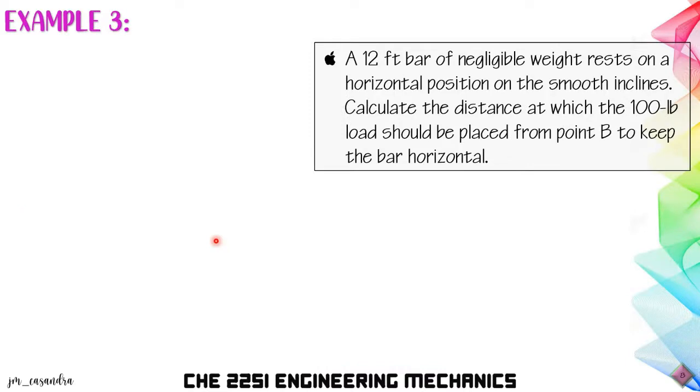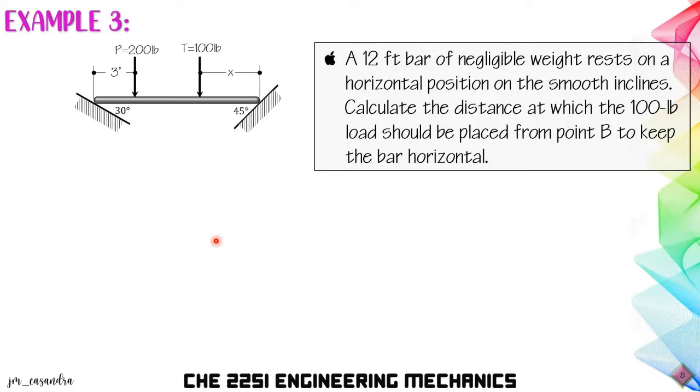Example number 3. A 12-foot bar of negligible weight rests in a horizontal position on the smooth inclines. Calculate the distance at which the 100-pound load should be placed from point B to keep the bar horizontal. So to solve for this problem, we draw first our FBD. So there will be reactions at the point of contact of our bar. So we will have a normal force at point A and point B. It is a smooth incline, so there will be no frictional force.